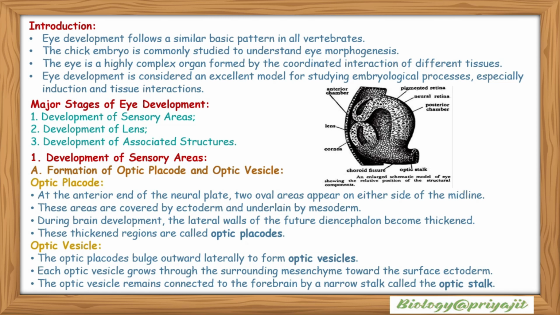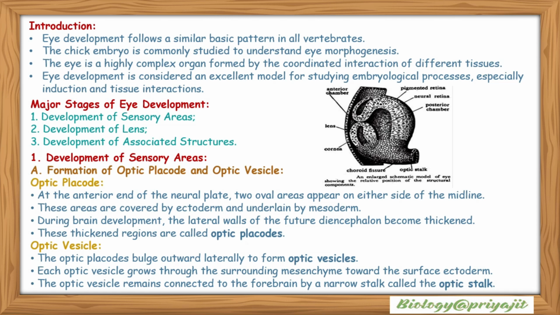Introduction. Eye development follows a similar basic pattern in all vertebrates, but the chick embryo is commonly studied to understand eye morphogenesis. The eye is a highly complex organ formed by the coordinated interaction of different tissues. Eye development is considered an excellent model for studying embryological processes, especially induction and tissue interactions. Major stages of eye development: development of sensory areas, development of lens, development of associated structures, etc.